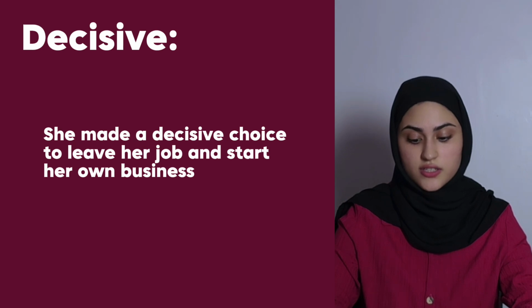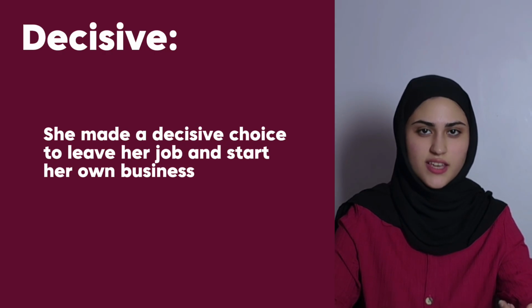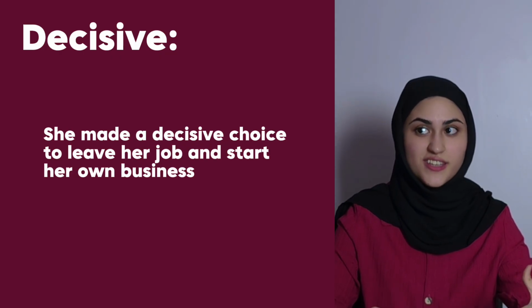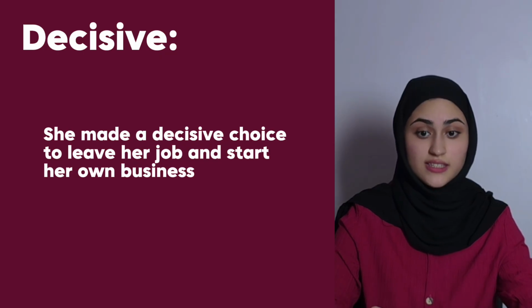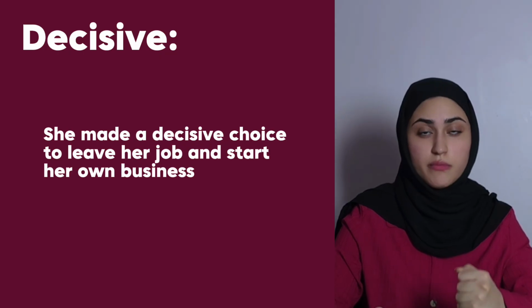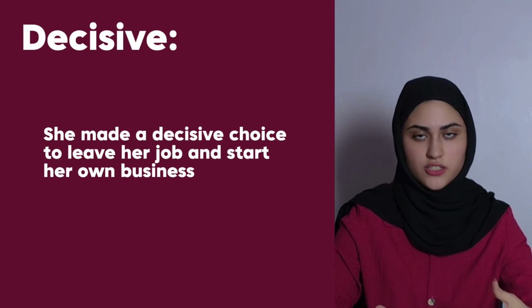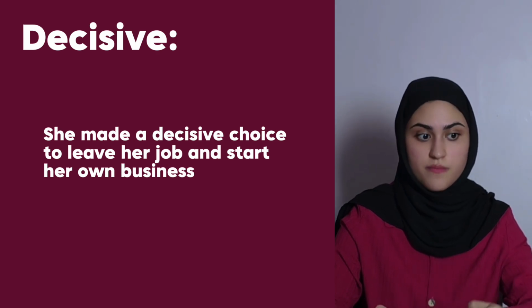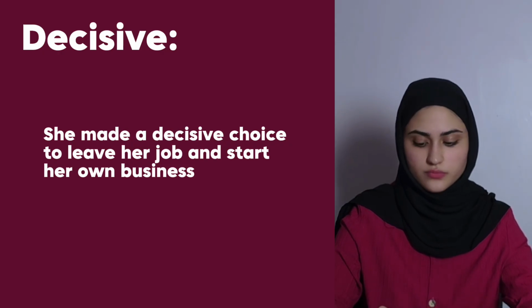She made a decisive choice to leave her job and start her own business. She made a decisive choice. A decisive choice. A choice that makes things clear. A choice that has the ability to choose. You know what I mean? A choice that is deciding for her. She made a strong, firm choice to, for example, leave her job and start a new business. This was strong, this was firm, this was at the right time, so it was a decisive choice.